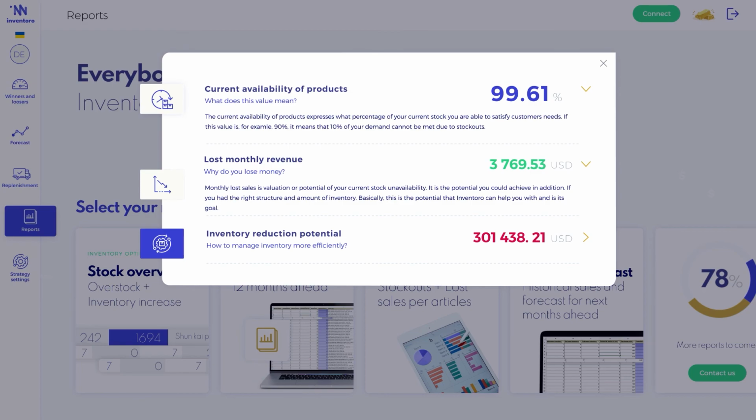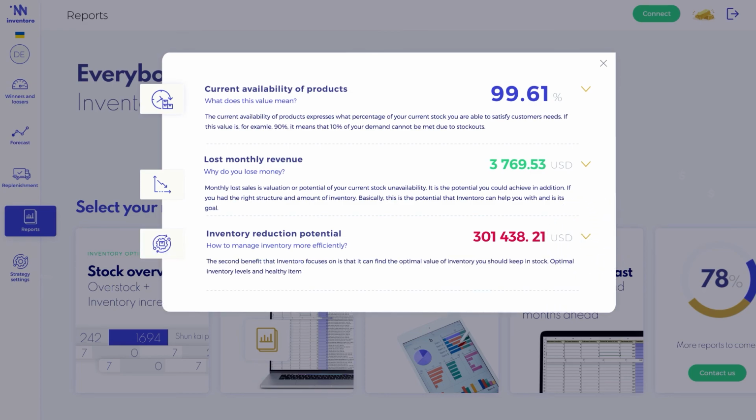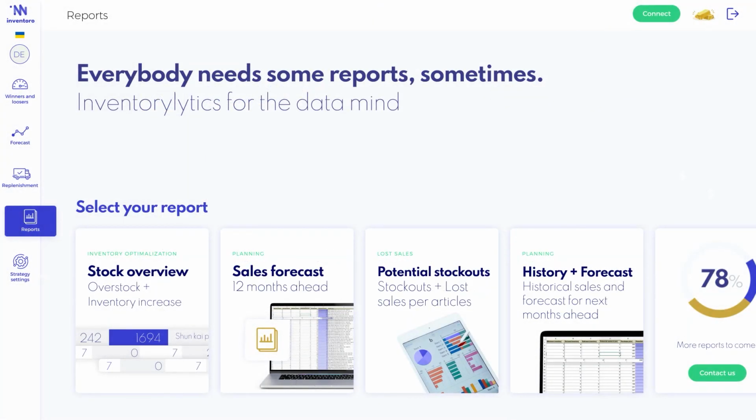The last part shows you how much money you have in overstock. It shows you the opportunity to reduce your inventory in value. Remember that this is calculated based on your own data, so once you improve those numbers, you'll see the progress in the app. You can watch as the value of your dead stock decreases over time.